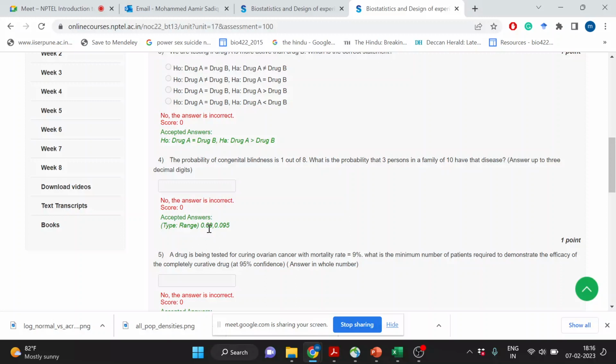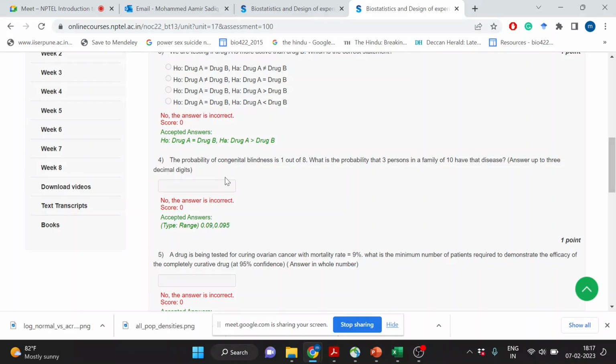The next question is: the probability of congenital blindness is 1 out of 8. What is the probability that 3 out of 10 persons in a family have that disease? Anyone? We'll go step by step in this, but anyone with the first step? So, basically, we have to use binomial distribution. Yes. Okay, we'll do that step by step.